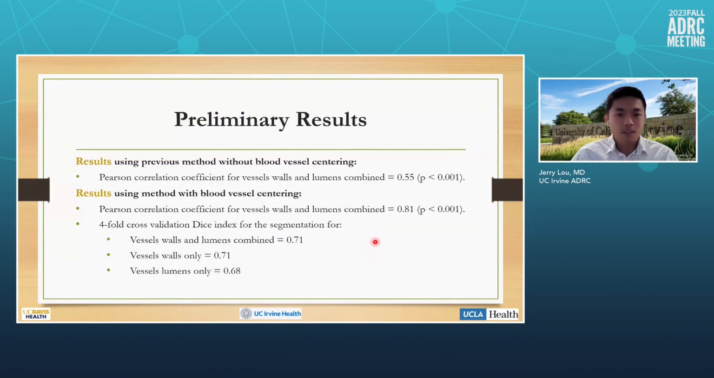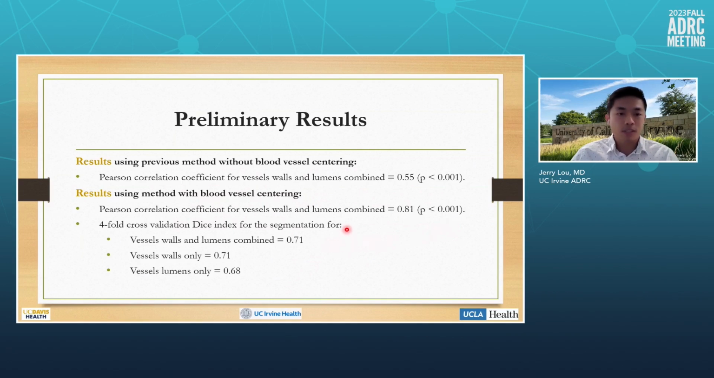So preliminarily, some of the results that we have: this is the method without blood vessel centering. The Pearson correlation coefficient is 0.55 with a p-value less than 0.001. And then finally, after centering, so this is after the vessels are centered into the middle of the patch, the Pearson correlation coefficient is now improved to 0.81 with a p-value also less than 0.001.